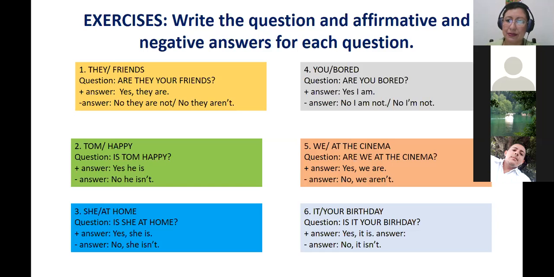Lily. Okay. Is Tom happy? Yes, he is. No, he isn't. Now, are you bored? Ulises, are you bored? Yes, I am. No, I am not. No, I'm not.